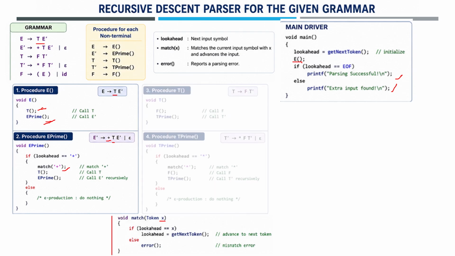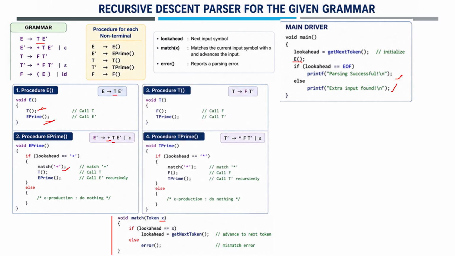What is my next production that we have? T tends to F T dash. What is there? F and T dash. So include the procedure call of F with a semicolon, and include the procedure of T dash as T prime. What is the next production that we have? T dash tends to star F T dash or epsilon.